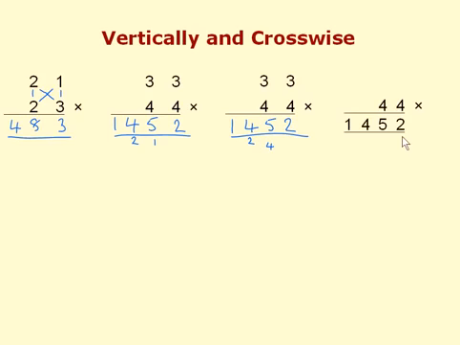Given the 1452, the answer here, and the 44, we can find the missing number, and that's equivalent to division. It's equivalent to dividing 1452 by 44. So this simple vertical and crosswise pattern is reversible to do division. And it's a general method too, gives the answer in one line.